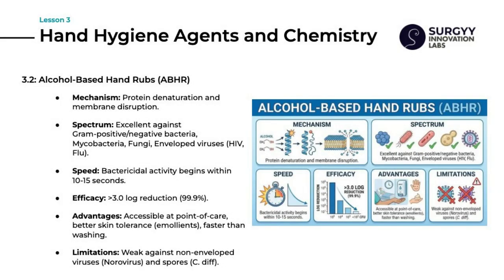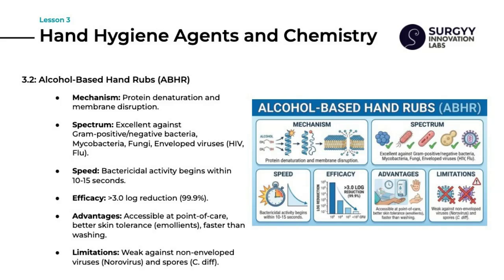Lesson 3, Hand Hygiene Agents and Chemistry. 3.2 covers alcohol-based hand rubs, or ABHR. The mechanism of action for alcohol involves protein denaturation and the disruption of the microbial cytoplasmic membrane. Its spectrum of activity is excellent against gram-positive and gram-negative bacteria, mycobacteria, fungi, and enveloped viruses like HIV and the flu. Regarding speed, the bactericidal activity is rapid, beginning within 10 to 15 seconds of application.